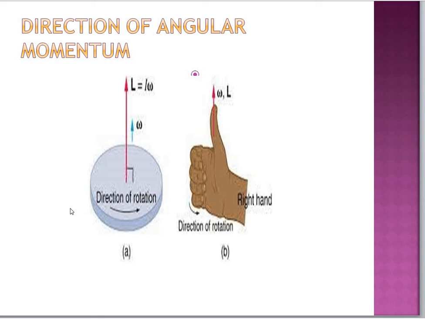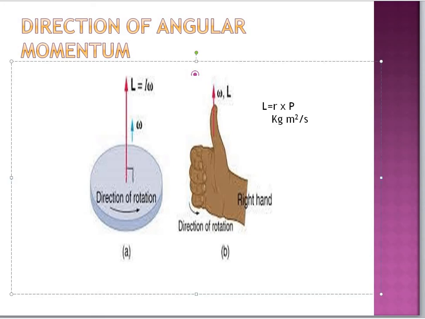L can also be written as L is equal to I into omega, where I is the moment of inertia. And let us discuss the unit of angular momentum. We know it is the moment of linear momentum, so it is distance into the unit of momentum, that is m into v. So it is kilogram meter square per second. That is the unit of angular momentum.